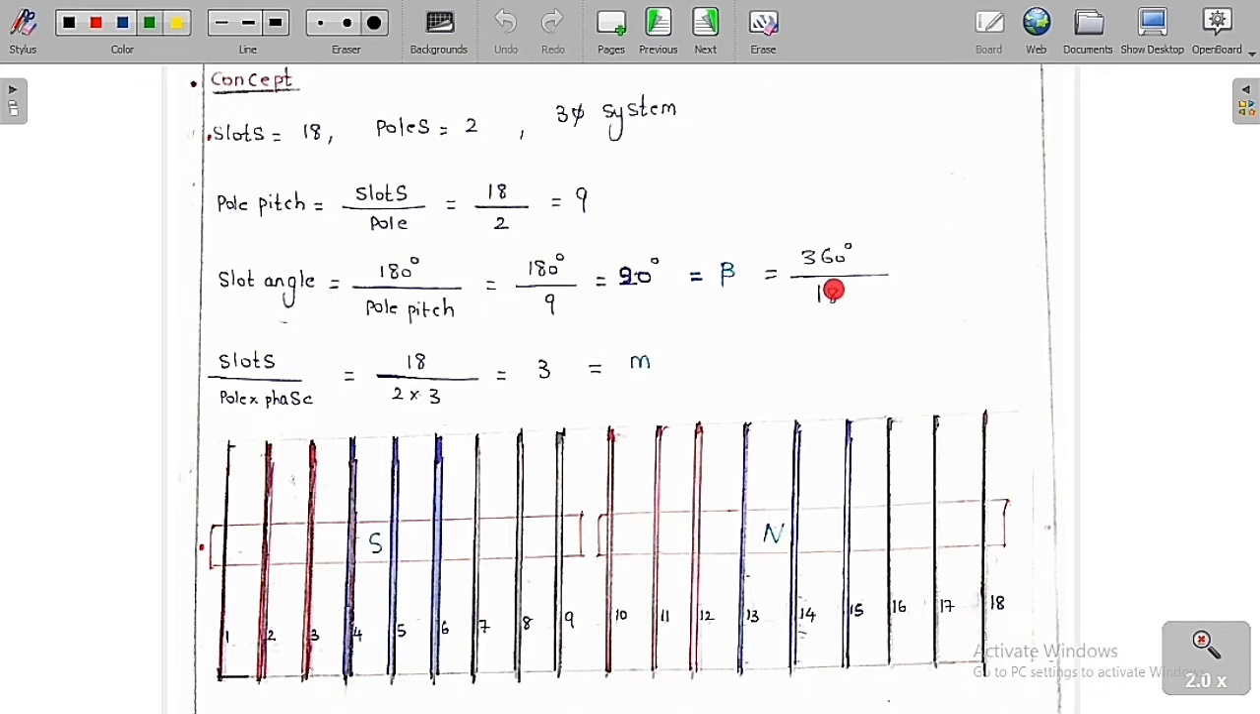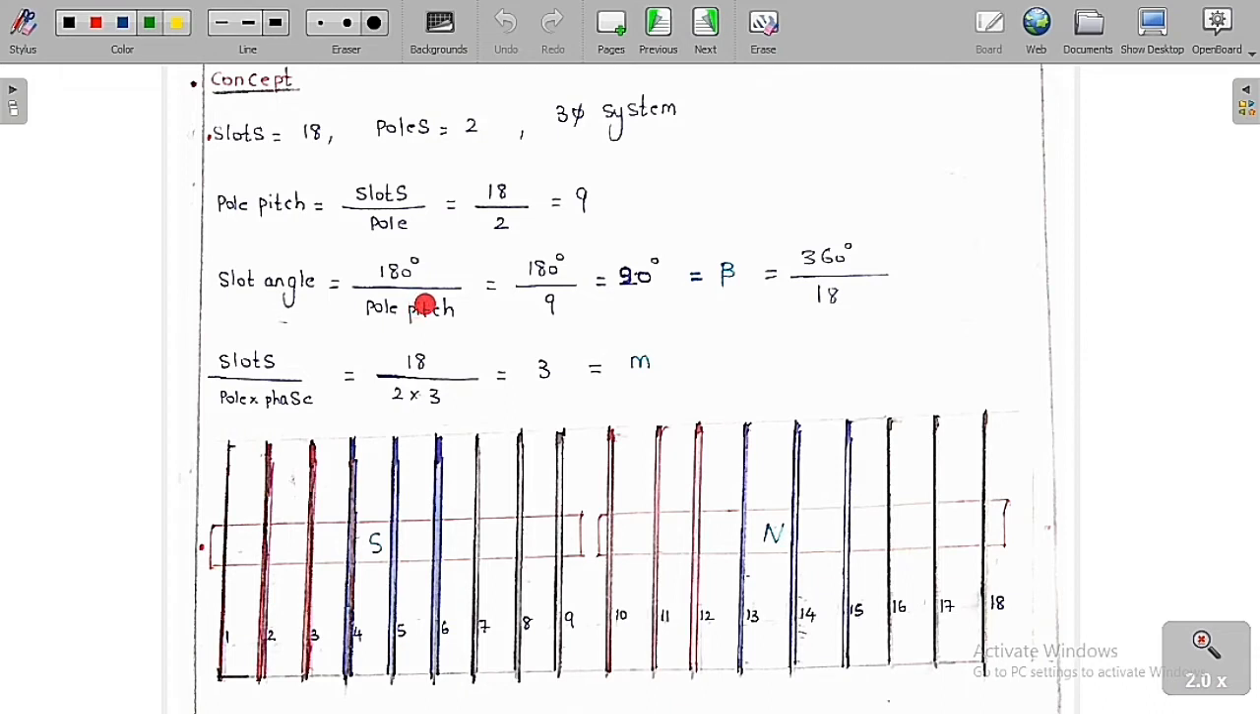As you can see clearly, there are a total of 360 degrees and there are 18 slots. So 360 by 18 is how much? 20 degrees. So we can say that 360 by 18 is equal to 20 degrees. So 20 degrees is the angle between two adjacent slots. I have already told you the important formula: slot angle is equal to 180 degrees by pole pitch. 180 degrees by pole pitch, which is 9, just now calculated. So 180 by 9 is again 20 degrees. So you can calculate either in this manner or in this manner.